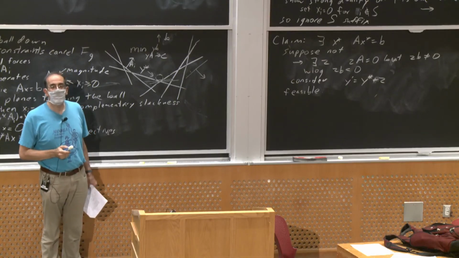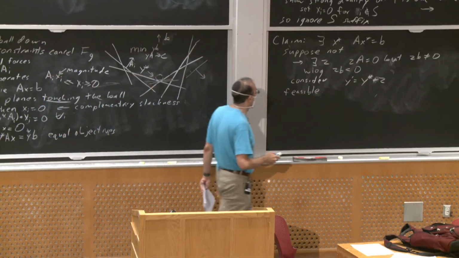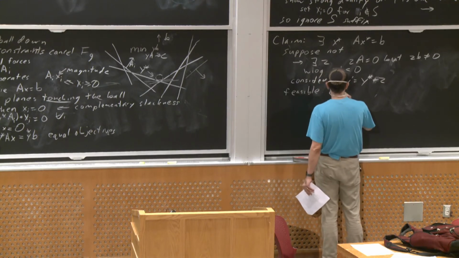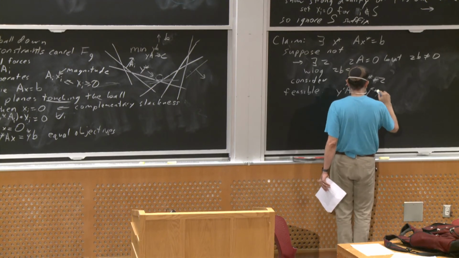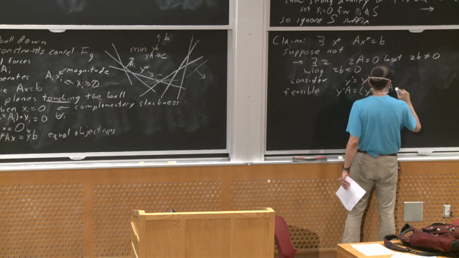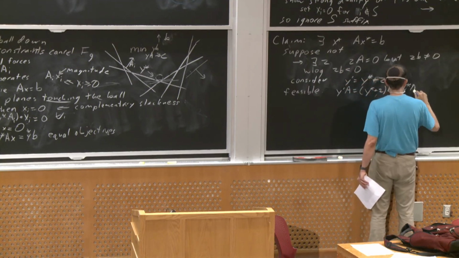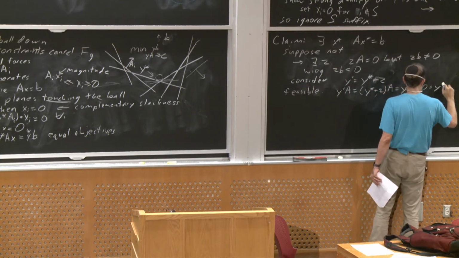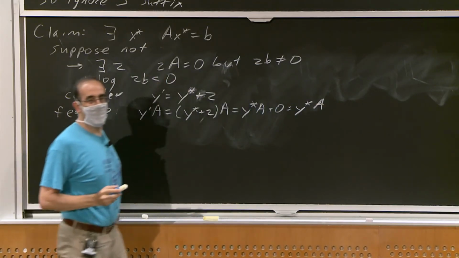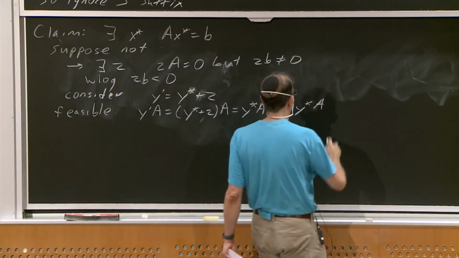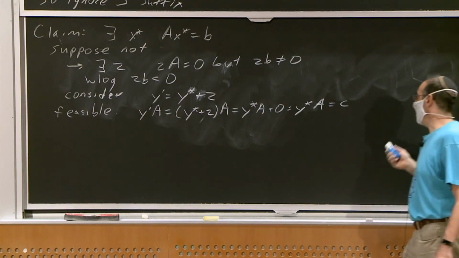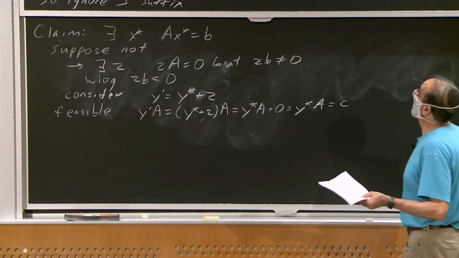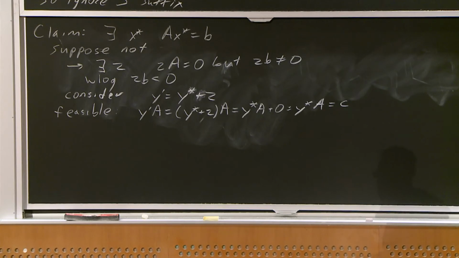Yes? Exactly. y prime A is equal to y star A plus zA, which is equal to y star A plus 0. So we have exactly the same value y star A. And if you remember, that's actually equal to c. And so it certainly satisfies the greater than or equal to c feasibility conditions.